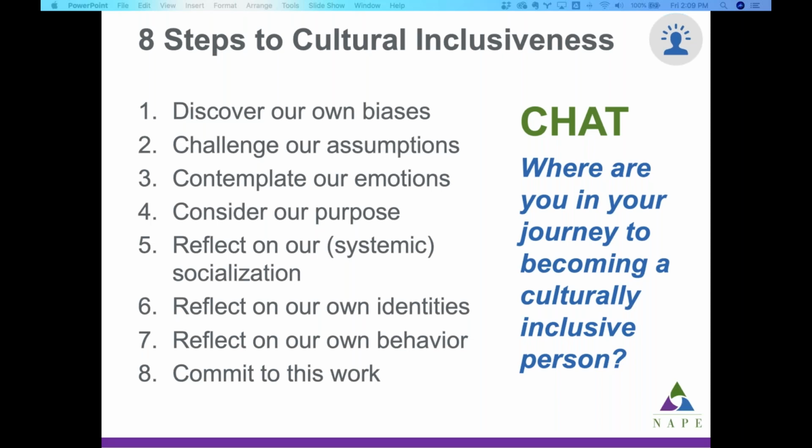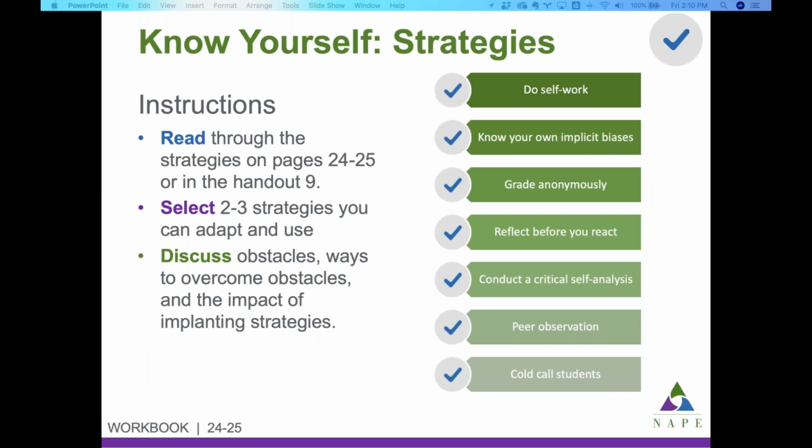And so I think for the sake of time, I just want to push this question to you. Jot this down as a homework activity to really begin to reflect on where are you in your journey to becoming a more culturally inclusive person. And so I've got some strategies for you in the first handout. So these are on page 24 and 25 of the book, or in the handout on page 9.